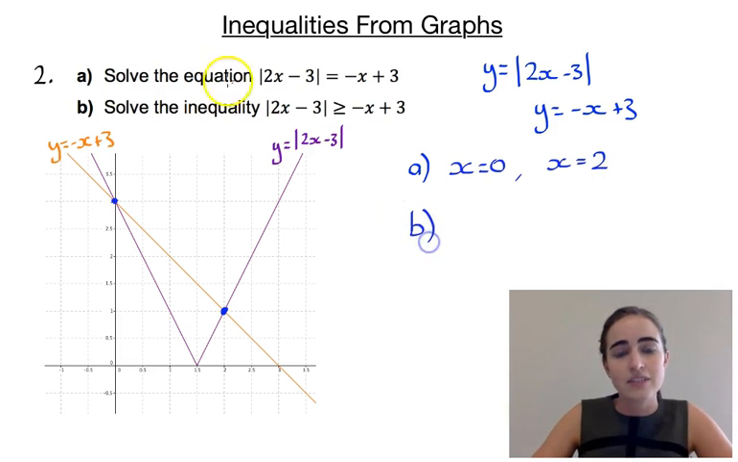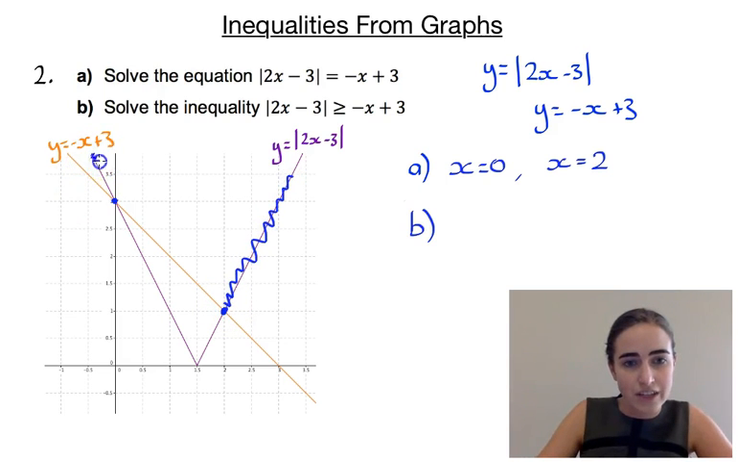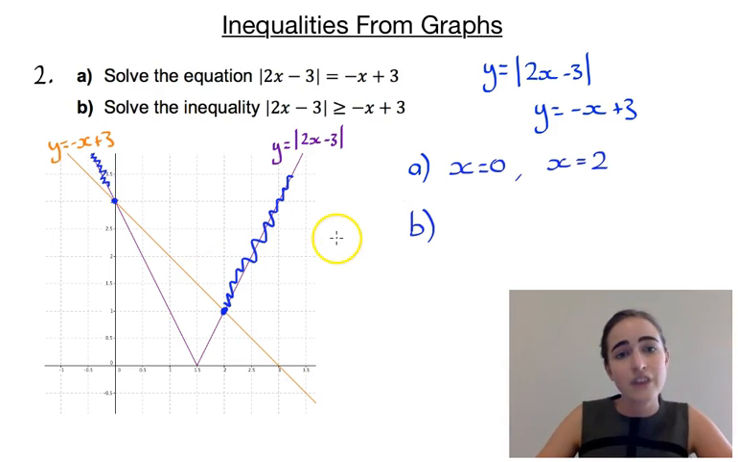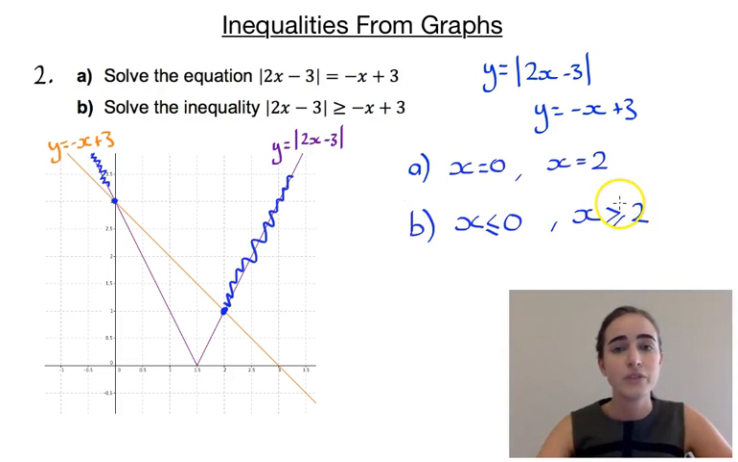Part B asks us to solve the inequality the absolute value of 2x minus 3 is greater than or equal to minus x plus 3. That's when our absolute value graph is greater than our straight line, so when it's above it or equal to it. That's going to be this region here and this one over here as well. So our x values that make that true are when x is less than or equal to 0 and when x is greater than or equal to 2. So that's a few examples of how we can solve inequalities using their graphs.